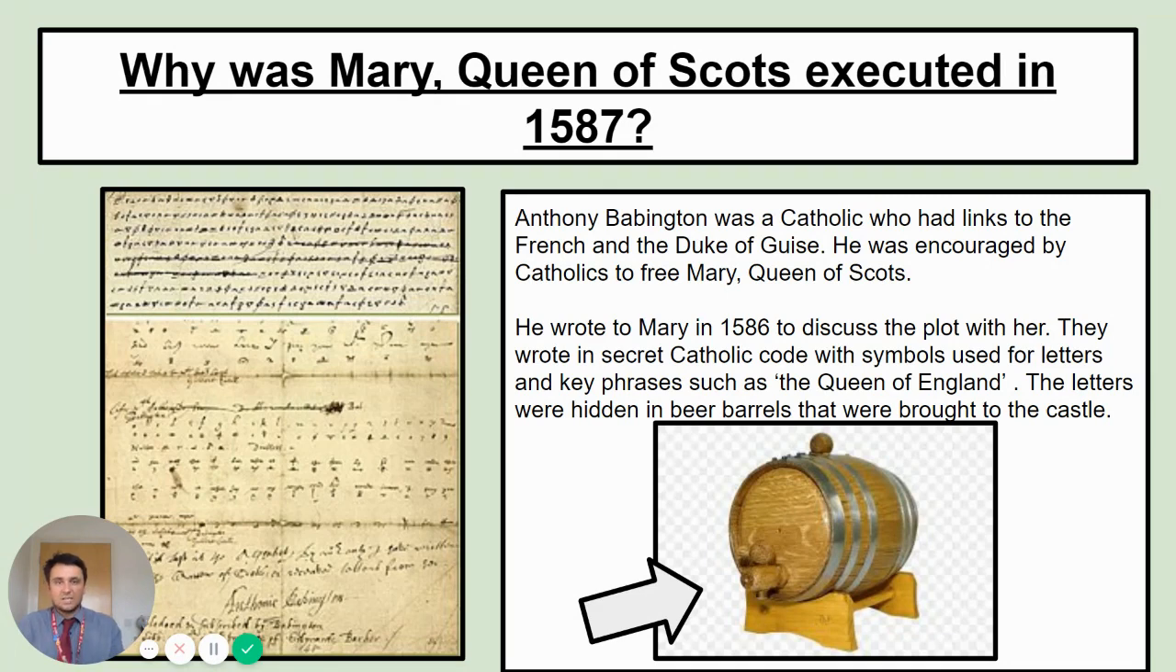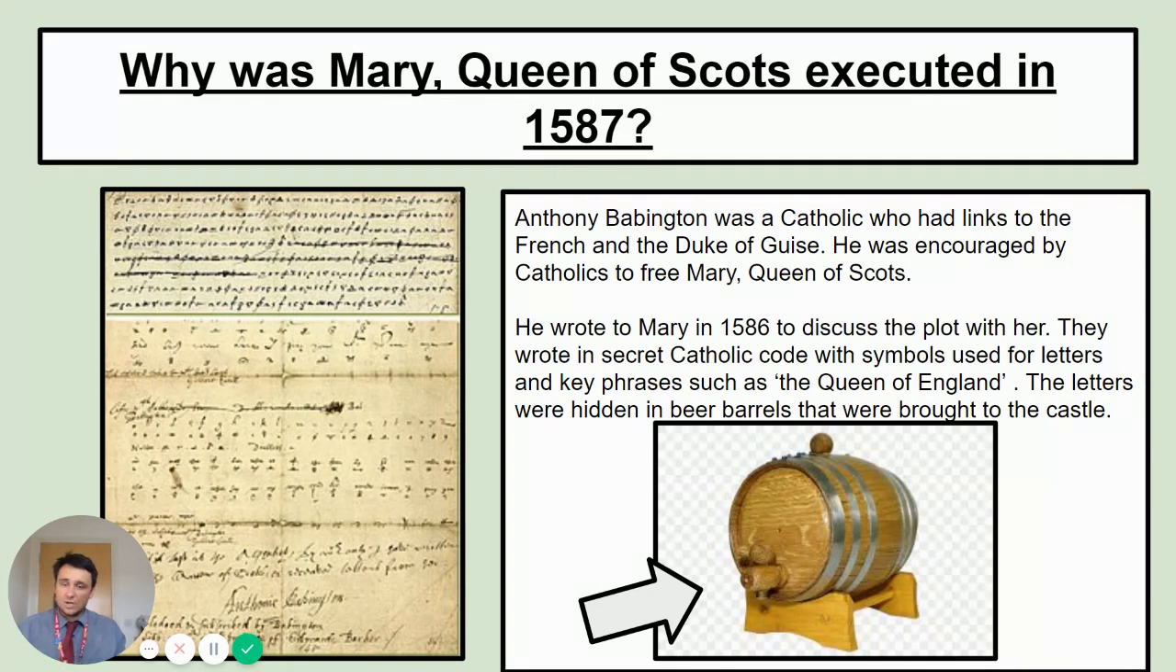Now, they both wrote in a secret Catholic code that you can see here on the screen. It's not even letters replacing letters, it's symbols. Symbols are also used not just for letters, but also for key phrases, such as the Queen of England is replaced just by one symbol. They thought they would be writing top secret, no one would understand. Even if someone was to receive that letter, they wouldn't know what it said. And the letters were hidden in beer barrels that were brought to the castle.